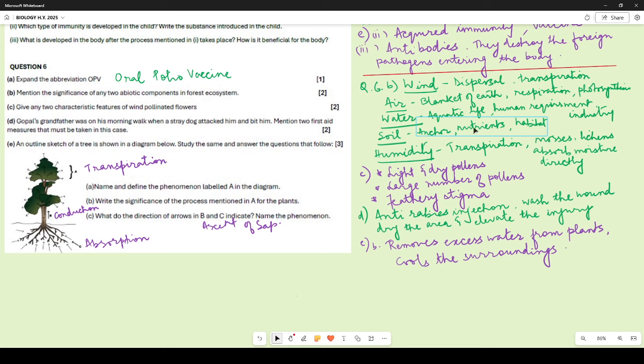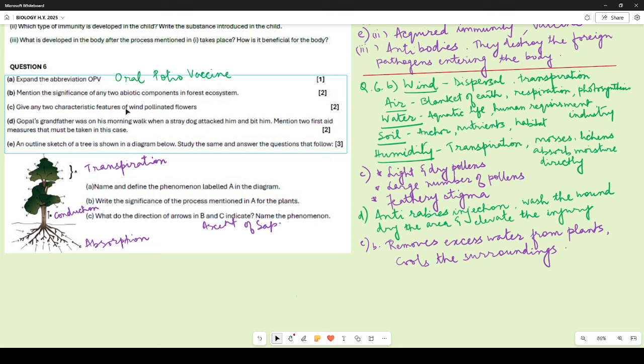It has several nutrients which help in the growth of plants, and it is also habitat to several organisms. Humidity controls the rate of transpiration. Then there are mosses and lichens that absorb moisture directly. For their water requirements, they do not have roots, remember, they have rhizoids, or in lichens you do not see any structure which is root-like. So they absorb the moisture directly from the atmosphere. Any two of these you could have written, and you will get marks for that.